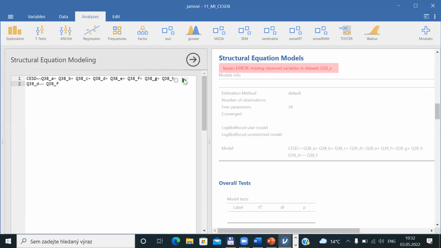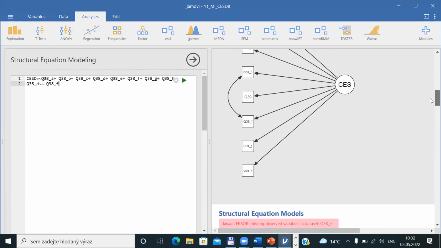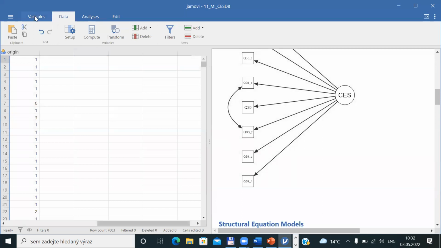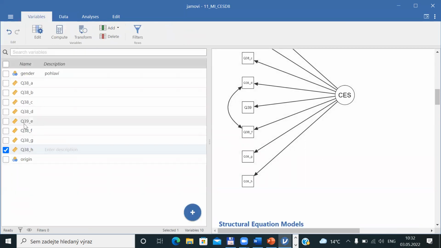Oh, there is still some mistype. Q38E is missing observed variables in the dataset. So I think it's called Q39, like it was in the picture before. 40? 39. Yes, sorry for that. That's a mistake. You can see that there is some mistake in my data. It's not very easy to see. Yes, it's Q39E, so that's the mistake. So I will change it.